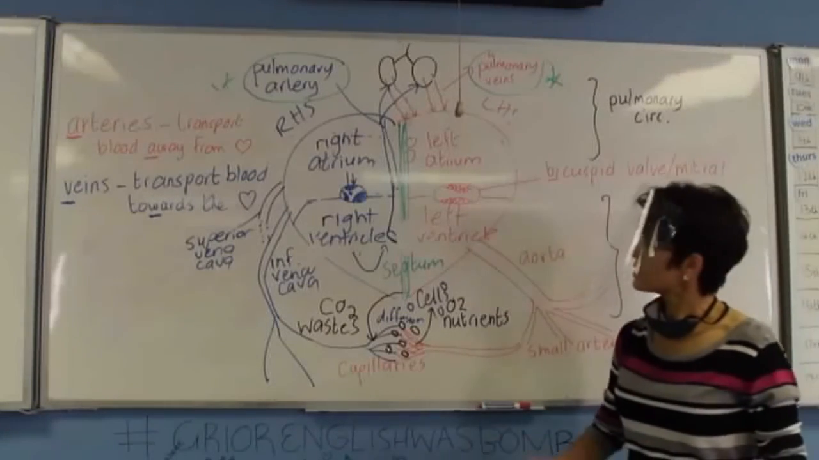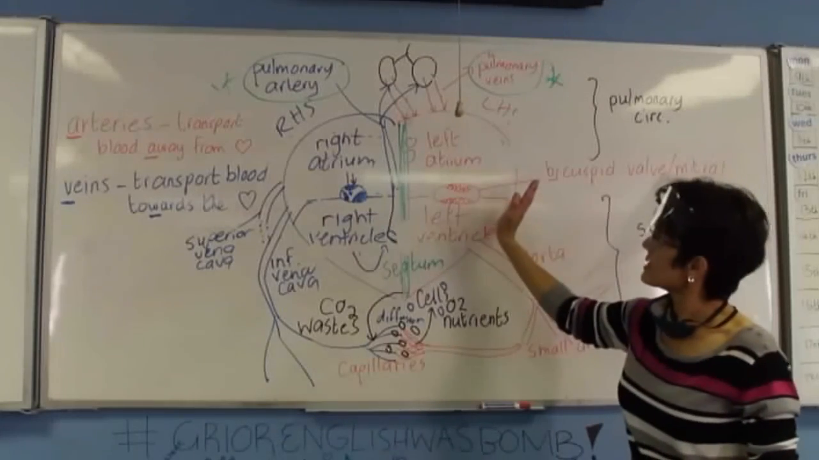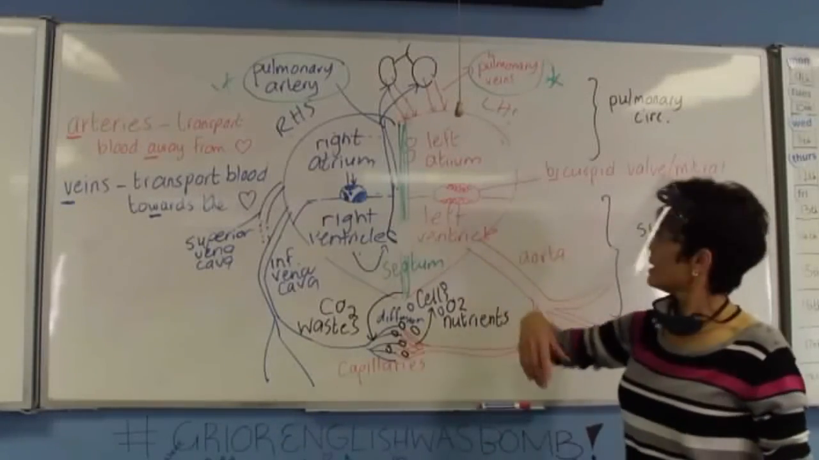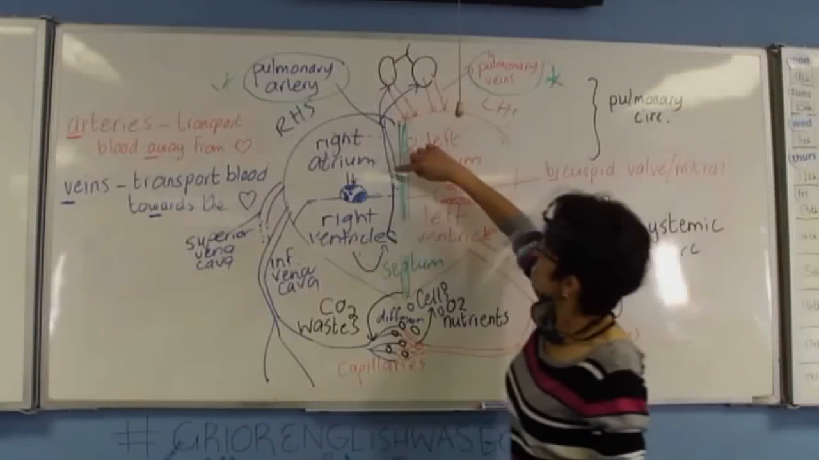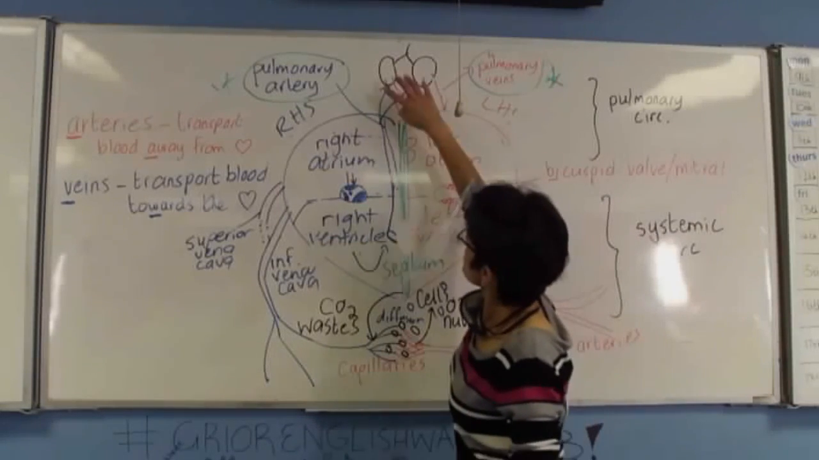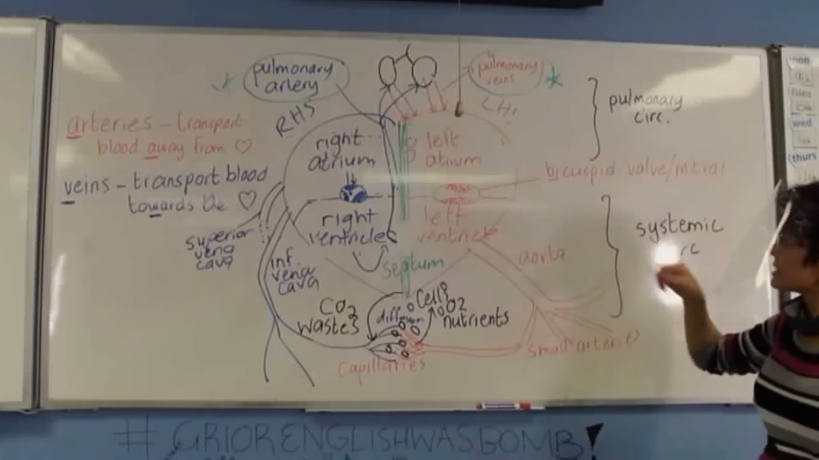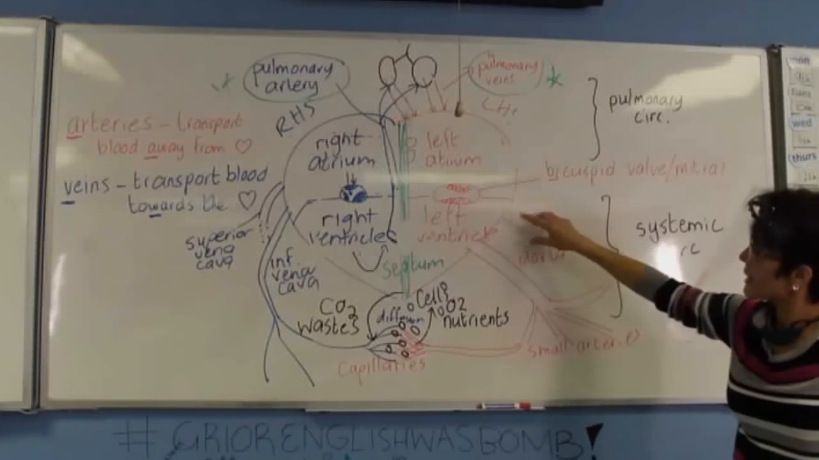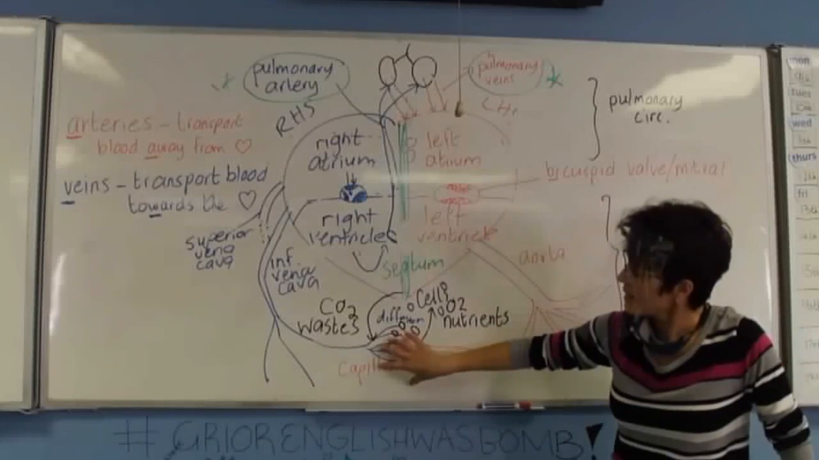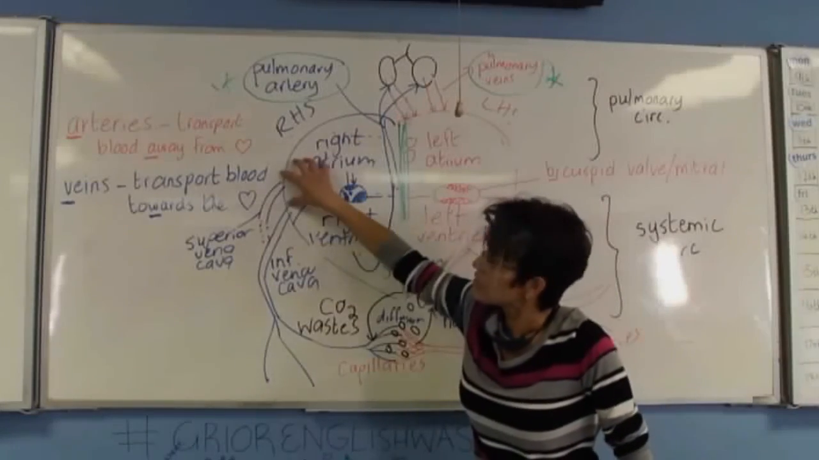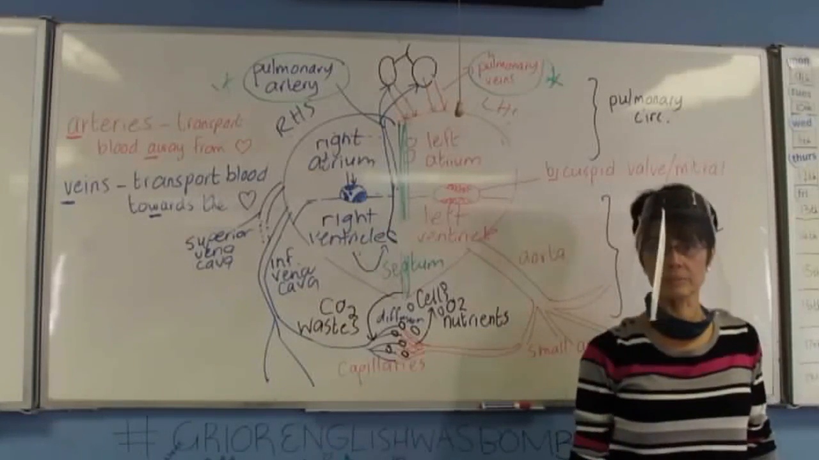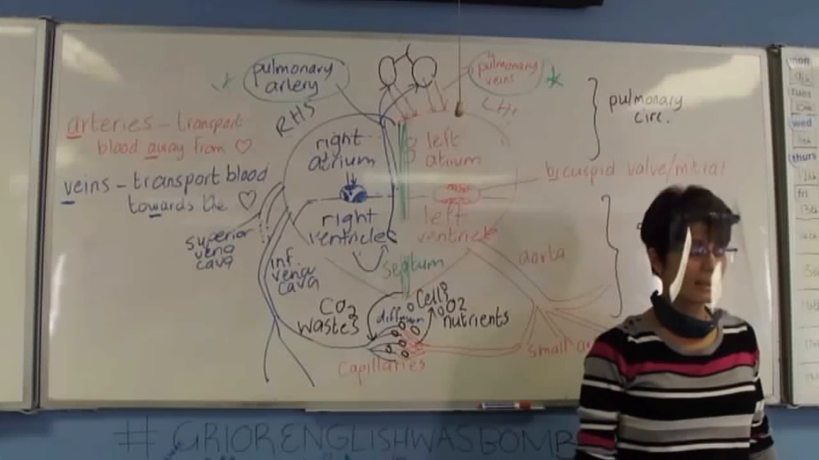Okay. Alright, so we've got a double circulatory system with two circuits. We've got pulmonary circulation, deoxygenated blood from heart to lungs, gets oxygenated, back to heart. We've got the systemic circulation, transporting blood from heart to cells, deoxygenated blood back to the heart, from all the systems.